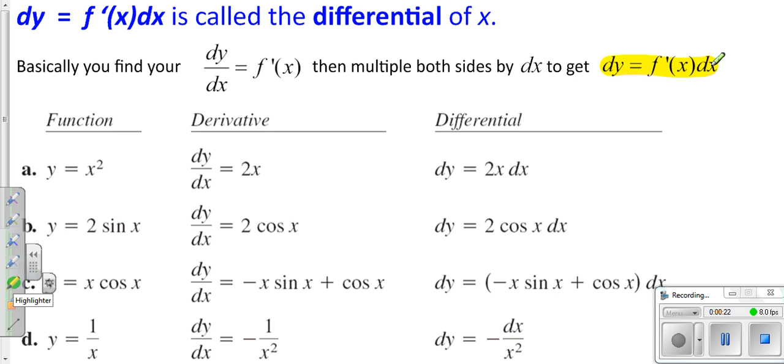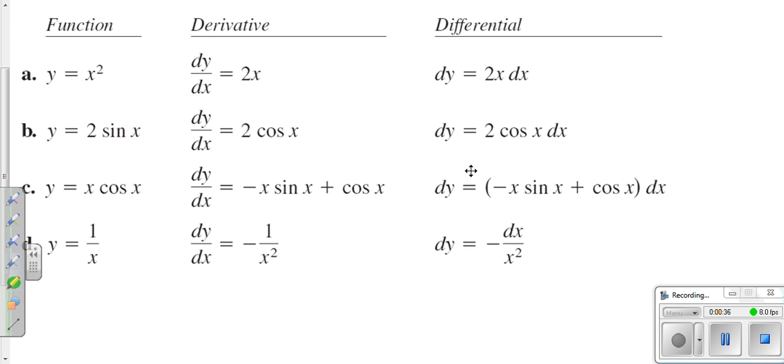This is our differential. So once again, you basically find the derivative of your function. So you get dy over dx equals 2x in this case. Multiply both sides by dx, and we get this here. And that's really all it is. So here's our function, here's our derivative, our differential. You just got to multiply both sides by dx.